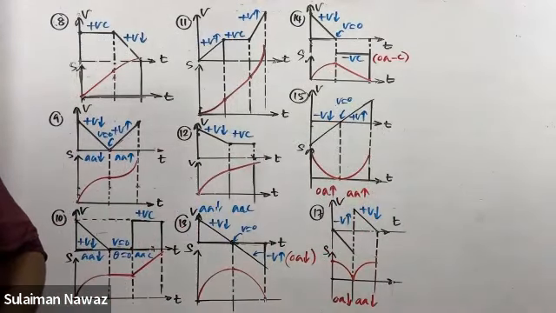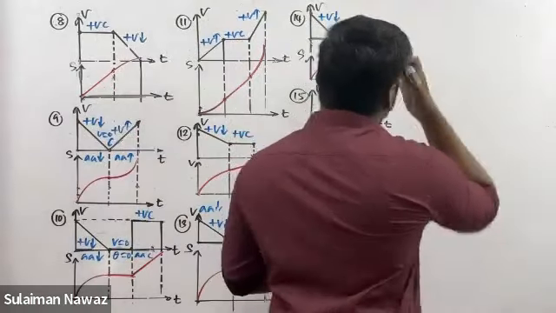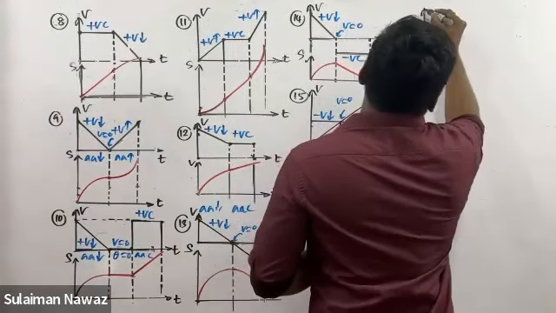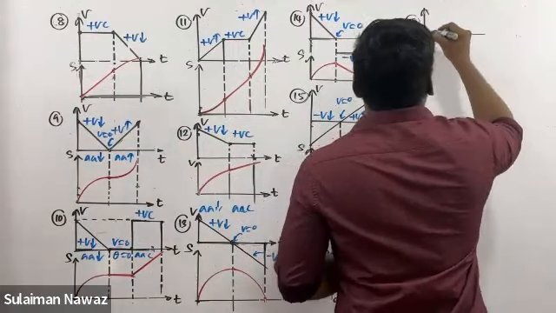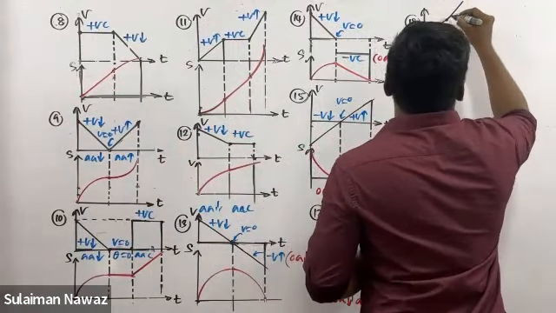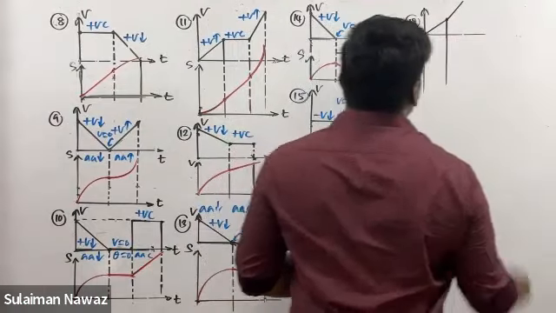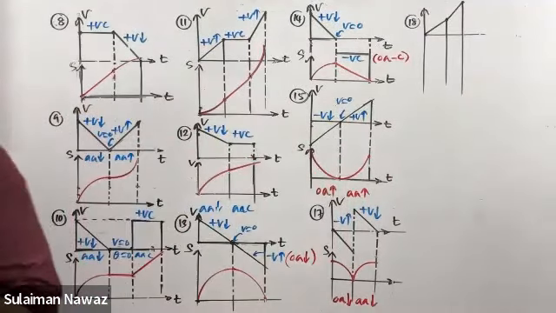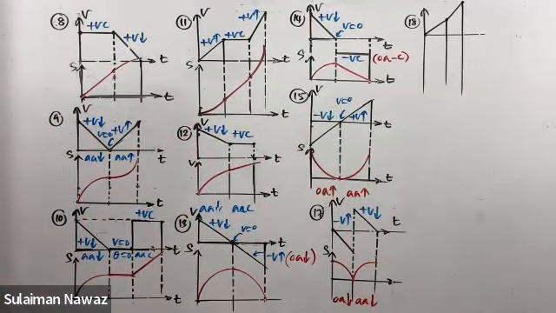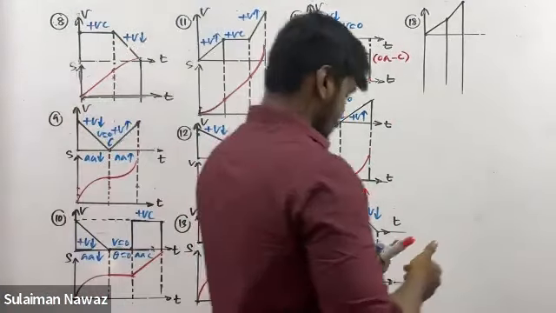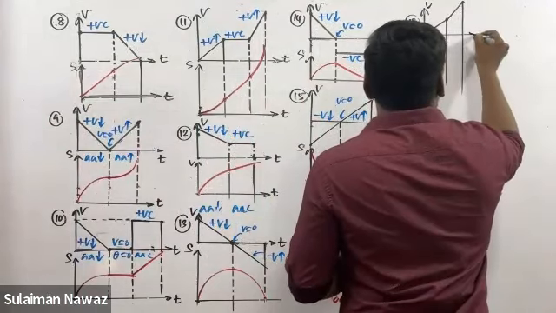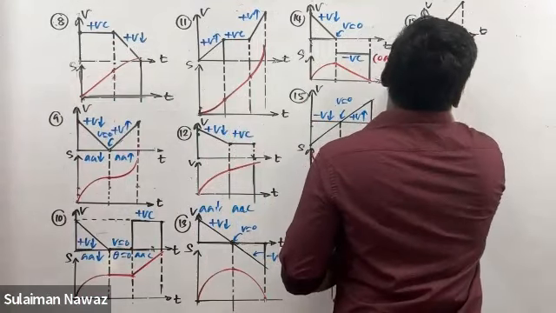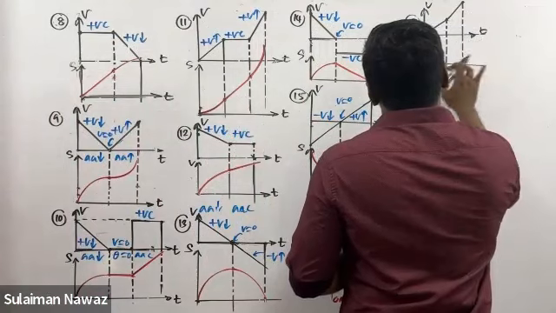18, 19, 20. We have 3 more graphs. Graph number 18 is something like this. Velocity time graph, we want to convert to a displacement time graph. Right? Look how we convert this one.